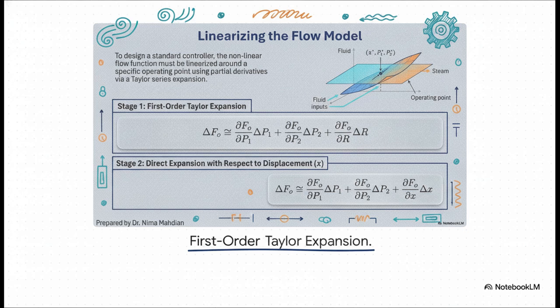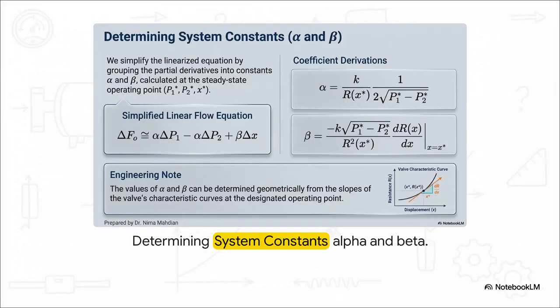This neat little trick allows us to express our flow variation directly in terms of delta x. Now, what's really interesting about this next step is that nobody wants to constantly calculate massive partial derivatives inside a live control loop, right? That would be a nightmare. So we clean up the math.